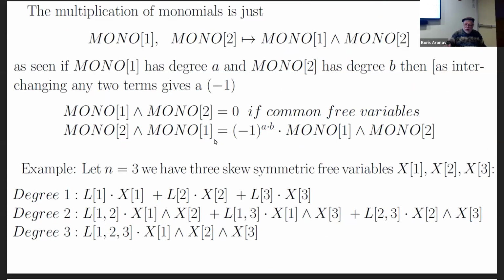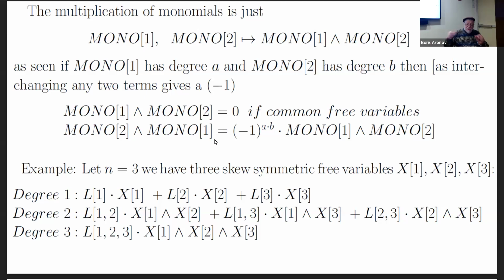Okay, now this is just recalling what the multiplication of monomials is. Just like in polynomial algebras, you put them together, but putting them together is written by this wedge. This wedge is associative, so there's no difficulty with that. And when you take things of degree A and multiply them by things of degree B, you just get something of degree A plus B, like in the polynomial algebra.